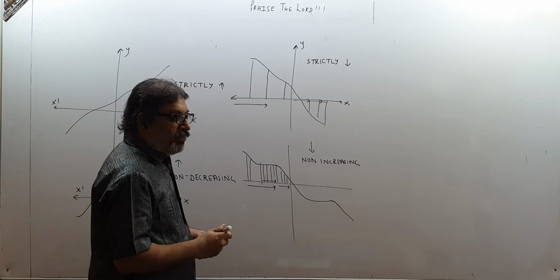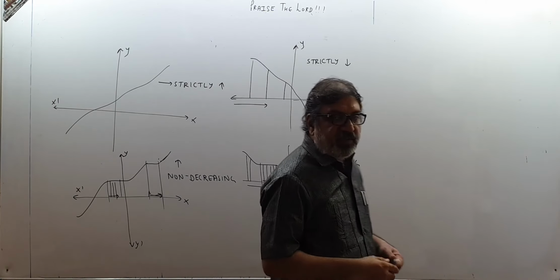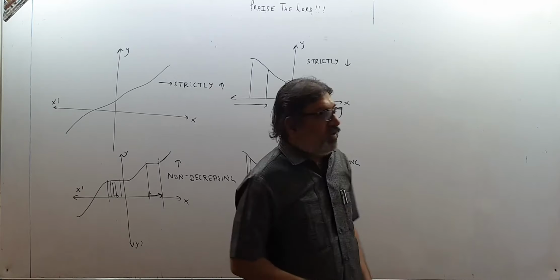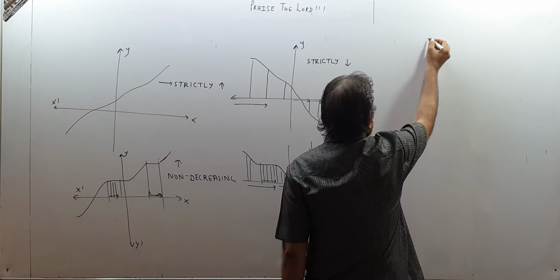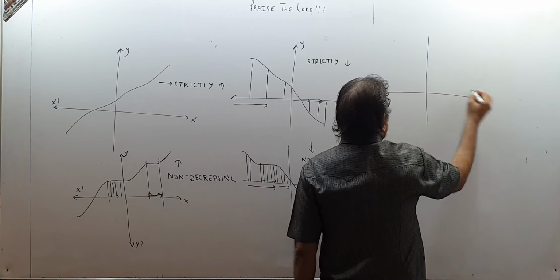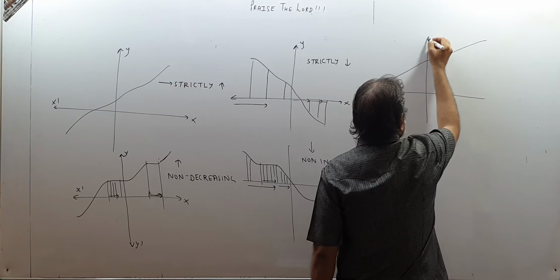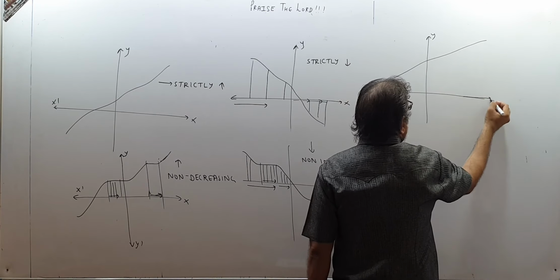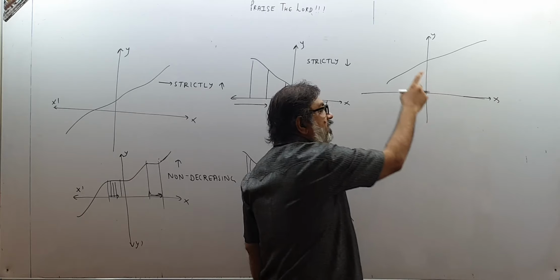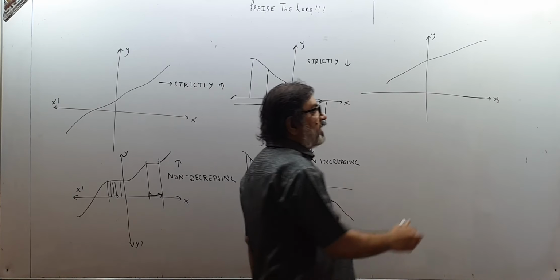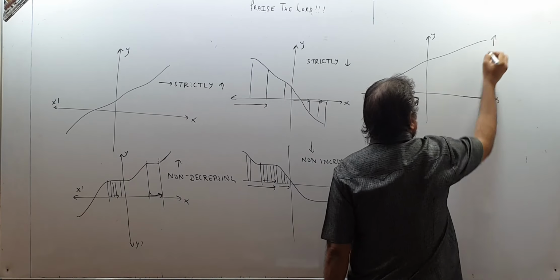So these are the types of graphs, increasing and decreasing. Now children, please understand very nicely what I am telling you. This is the case of an increasing function, yes or no? The graph is rising up. As I move from left to right, it is increasing. So this is the case of an increasing function.